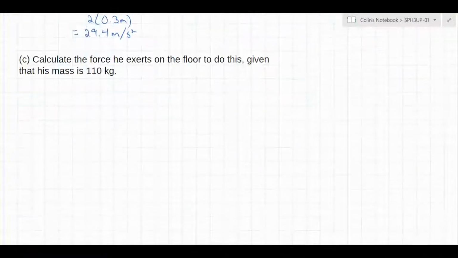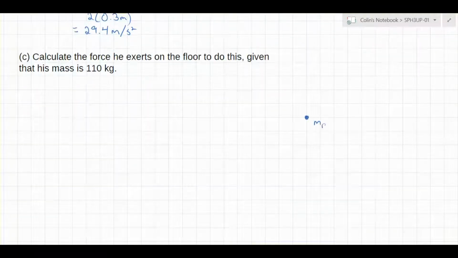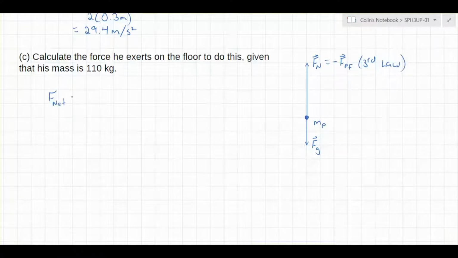So now we'll set up our free body diagram to determine the force he pushes with to make the jump. As usual, there's his weight, his force of gravity. And the normal force must be larger than this in order for him to accelerate upward during his jump. Then we use the third law to determine the opposing force he exerts on the floor. And this takes us to our second law calculation, where our net force is the vector sum of the forces in our free body diagram.